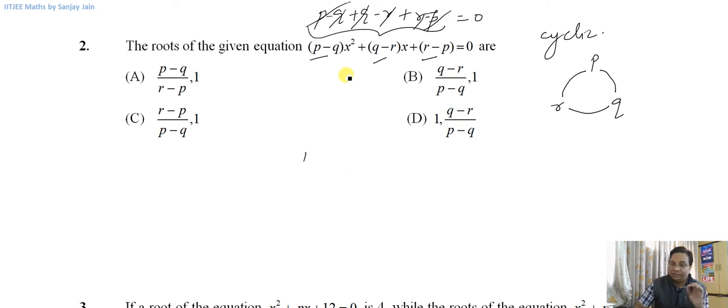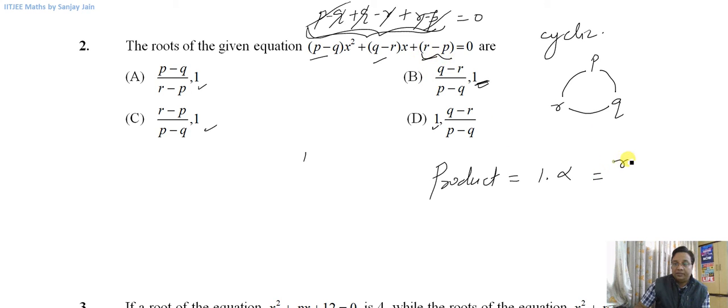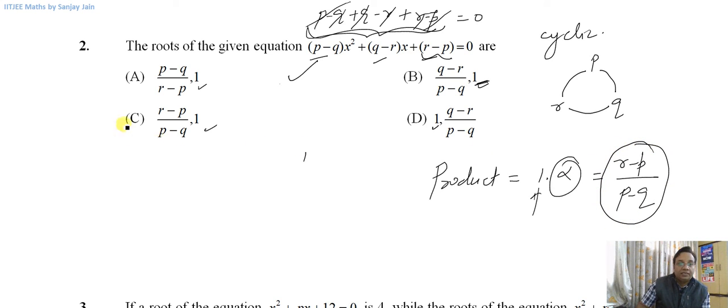This is something that we have discussed already. And in this particular question, in every option you have got 1 as one of the roots. But I told you this just to revise it, right? So if 1 is one of the roots, then what can you say about the product of roots? Let us say the other root is alpha. So 1 into alpha will be equal to r minus p divided by the coefficient of x square, that is p minus q, right? So the other root is nothing but the product of roots, that is r minus p divided by p minus q. So option C is the correct option.